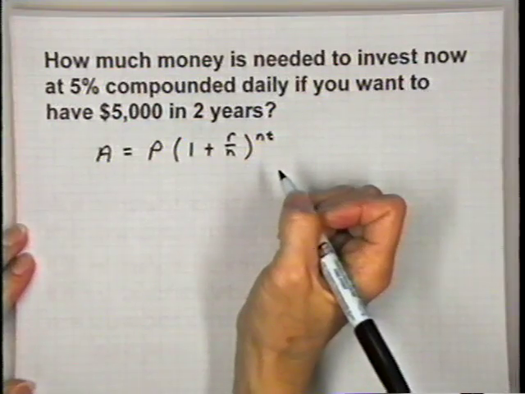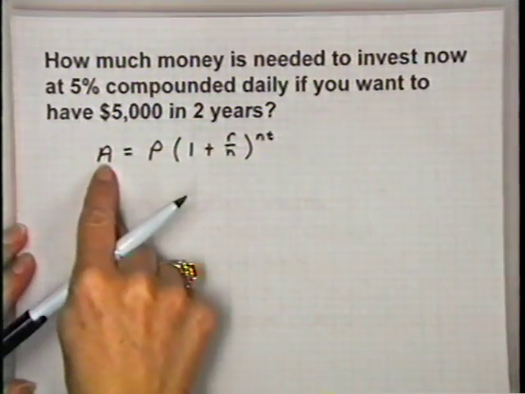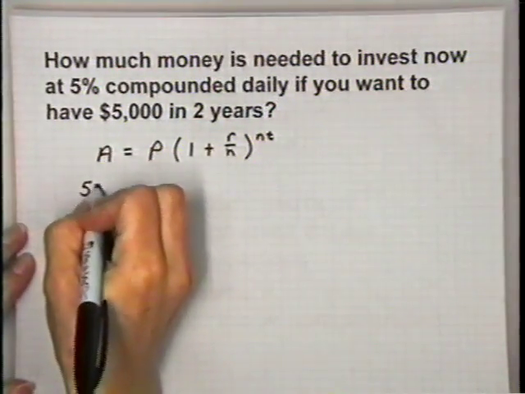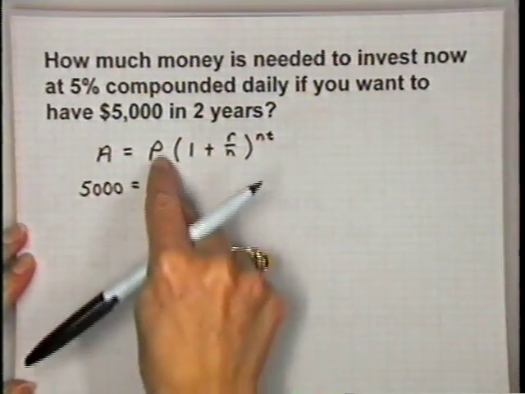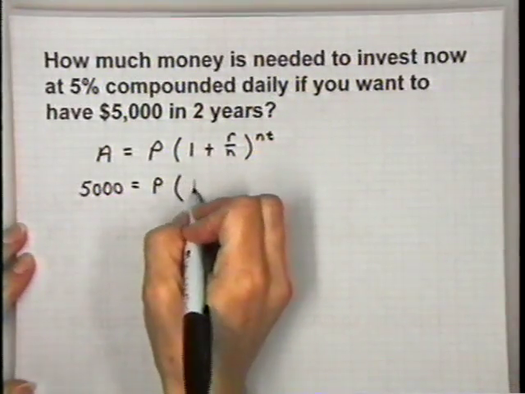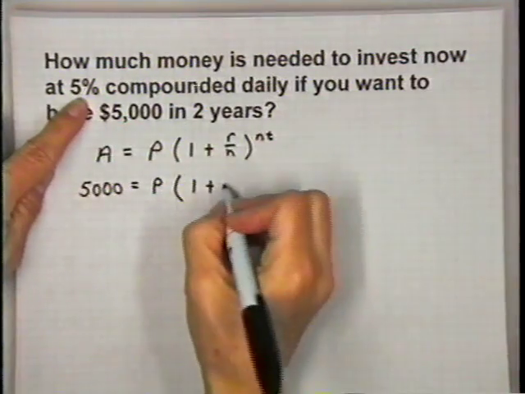Now, for this problem, I do know what I want to have. I want to have $5,000. So what I want is for A to be 5,000. What I don't know is my principal that I need now. I don't know P. Well, let's keep filling in here. Do I know my interest rate? Yes, it's 5%. So 0.05.